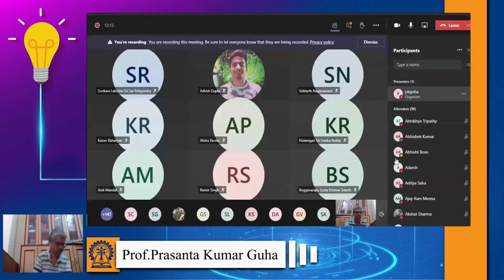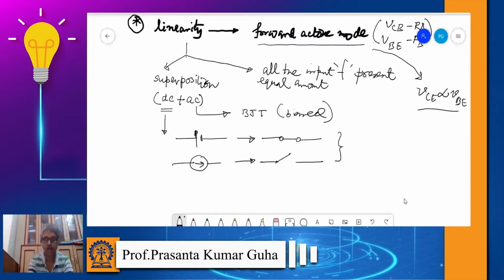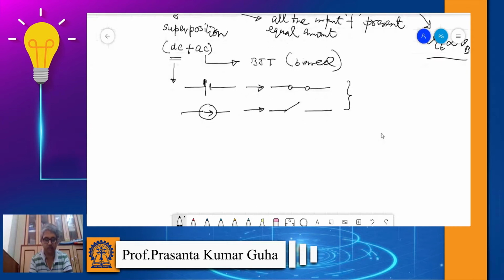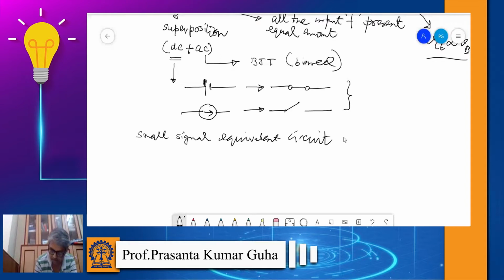Now, to analyze the effect of AC signal on the circuit, what we will do now is find out some AC parameters, or small signal equivalent circuit parameters.